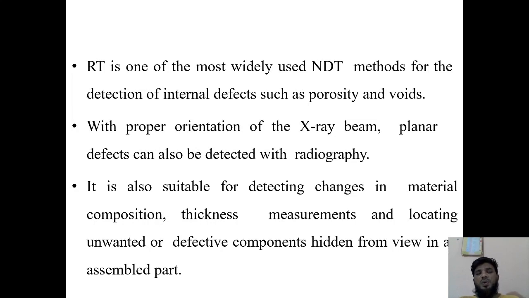With the proper orientation of X-ray beams, planar defects can also be detected by using radiography. Generally, radiography itself is nothing but the usage of X-rays or gamma rays. We generally use rays which have high energy or high intensity, and we can identify the flaws present inside the material.